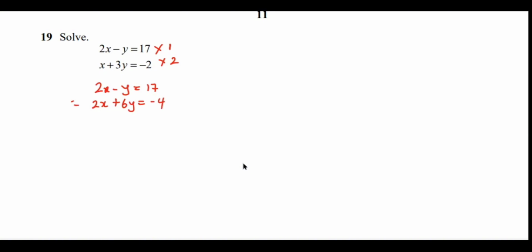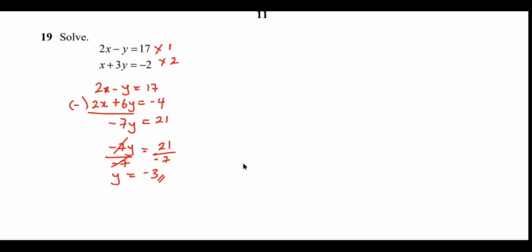When you subtract this from this, x gives you 0. Minus y minus plus 6y will give you minus 7y equals 17 minus minus 4. Minus minus gives you plus, so 17 plus 4 gives 21. When you divide both sides by minus 7, you have minus 7y over minus 7 equals 21 over minus 7. This and this will go, and y will give you minus 3.